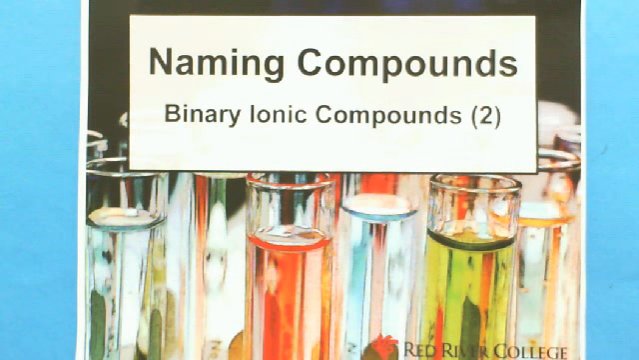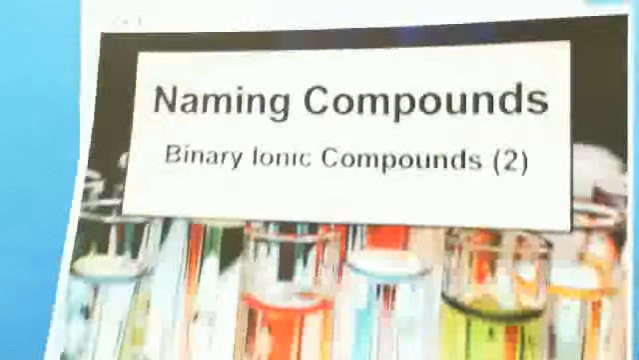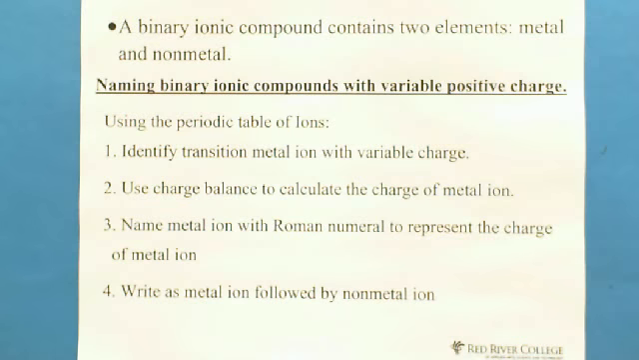Naming compounds. Binary ionic compounds 2. A binary ionic compound contains two elements, a metal and a non-metal. Last session, I showed you naming binary ionic compounds with fixed positive charge. And this session is for binary ionic compounds with variable positive charge.